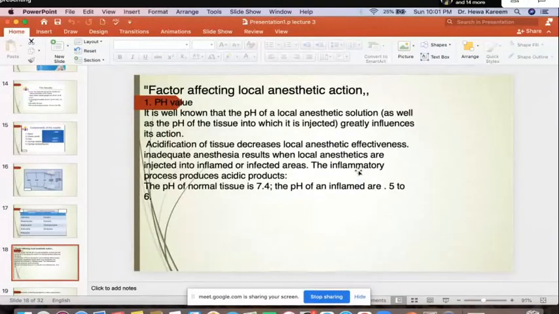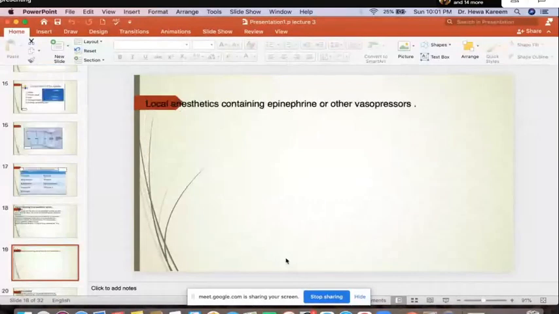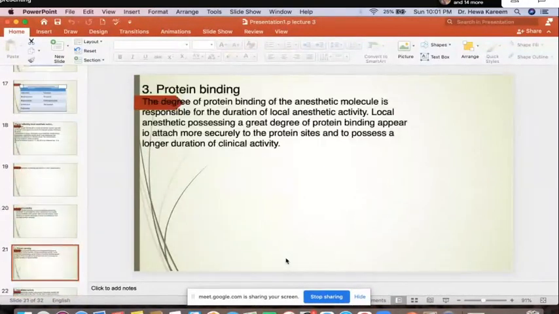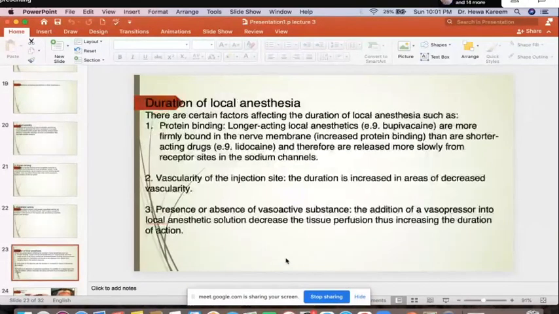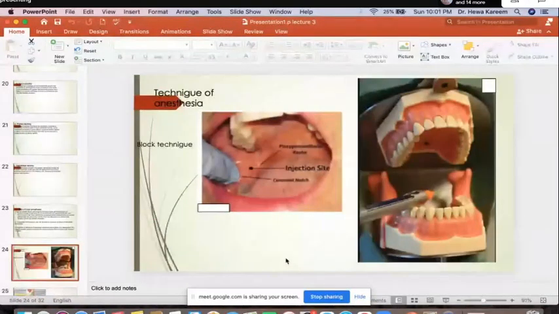Factors affecting local anesthesia, you must only know pH, and you also know that the inflammatory process produces acidic products. The pH of normal tissue is about 7.4, and the pH of inflamed tissue is 5 to 6. Just headings: protein binding. Technique of local anesthesia: we have block technique, infiltration, and intraligament. You must know just the names of the techniques of local anesthesia.